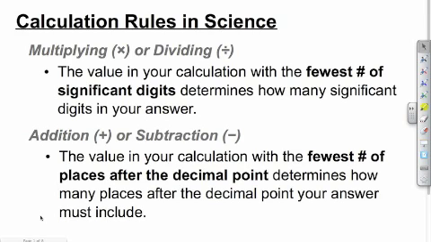If you're multiplying and dividing, the value in your calculation with the fewest number of significant digits determines how many significant digits are in your answer. And if you're adding and subtracting numbers, the value in your calculation with the fewest number of places after the decimal point determines how many places after the decimal point your answer must include. Now I'm going to give you plenty of examples to show you how this is done, but these are the two rules for calculation.